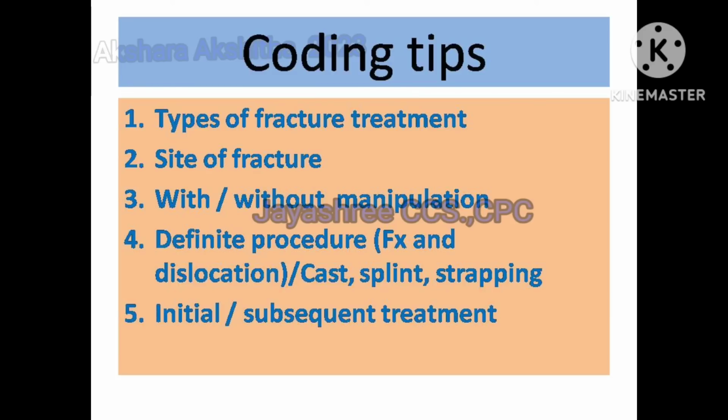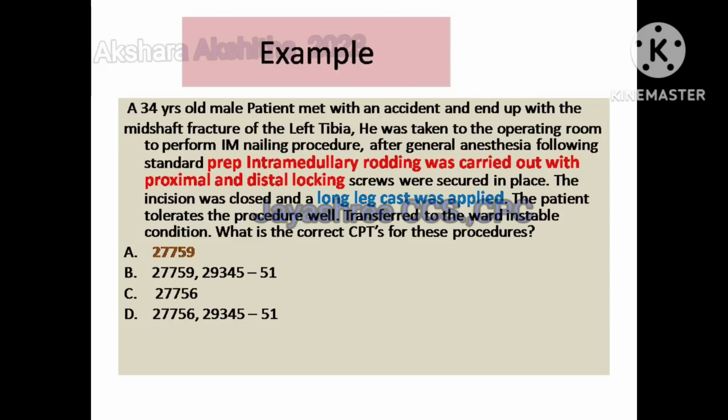Coding tips for fracture treatment. First, check the type of fracture treatment, then the site of the fracture. If it is closed treatment, check whether it is with or without manipulation. Then check whether a cast or splint is also performed with the definitive procedure. Then check the initial procedure and subsequent procedures. These are the things we have to check before coding. Then let's see some examples.